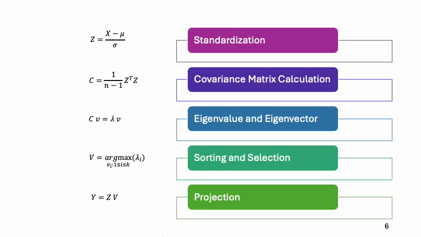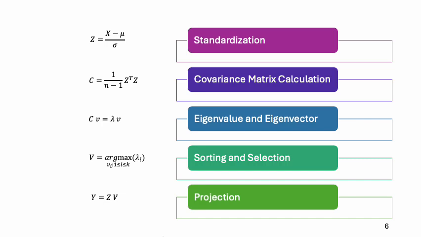The second step is covariance matrix calculation. From the standardized data obtained in the previous step, a covariance matrix is calculated. The covariance matrix, which is symmetric, captures the linear relationships between the data. Here, C represents the covariance matrix. The third step is eigenvectors and eigenvalues calculation. The eigenvectors of the covariance matrix and their corresponding eigenvalues are calculated.